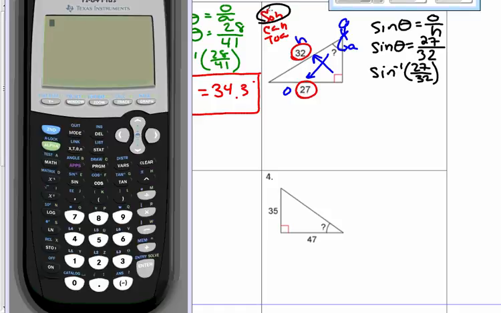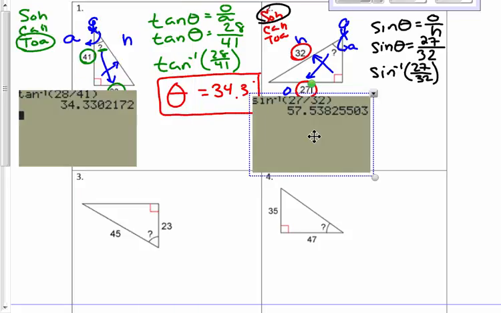And let's go ahead and take the inverse of sine. So to get the inverse on our calculator, we hit second sine. There's sine with a -1. And we just put in our ratio. So 27 divided by 32. Enter. And we found theta. So theta comes out to be 57.5 degrees. Again, it's an angle, so make sure we always put a degrees on that.